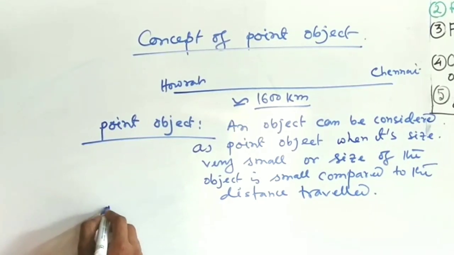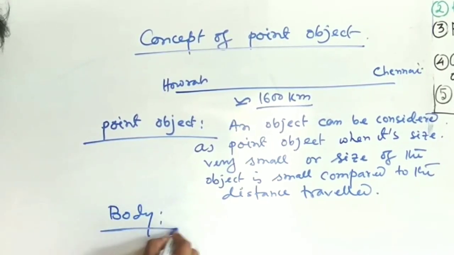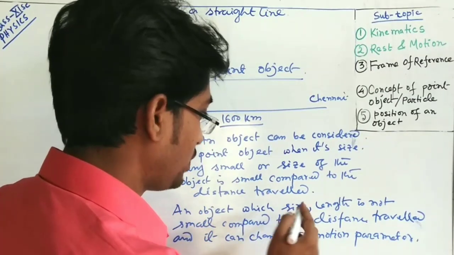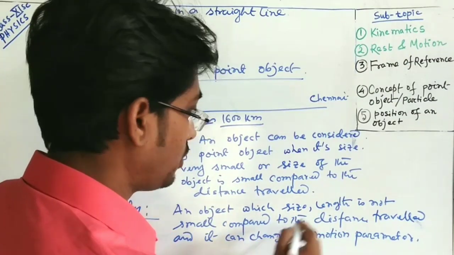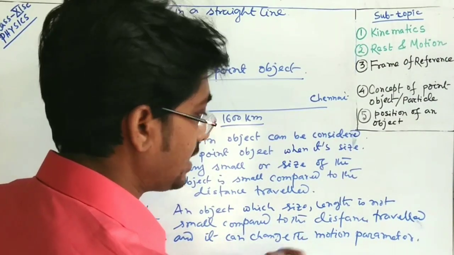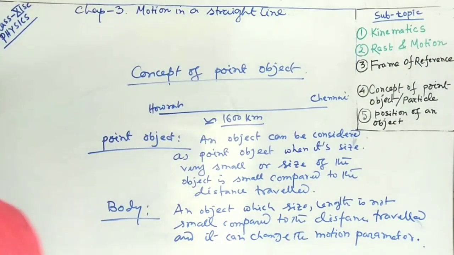Now what is a body? What do we call a body? That is not a point object. A body is an object whose size or length is not small compared to the distance traveled and it can change the motion parameters. Then we call it a body.